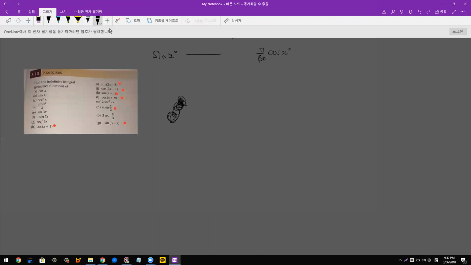Which one? H. The indefinite integral. So this is integration, isn't it? The integral of cosine of x plus 1 dx, and that's equal to, what do you have to do?